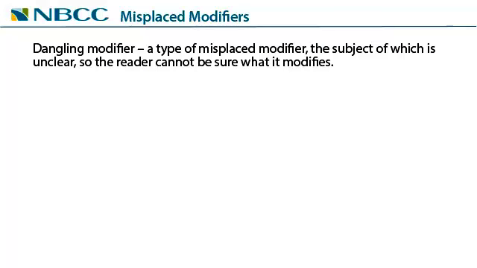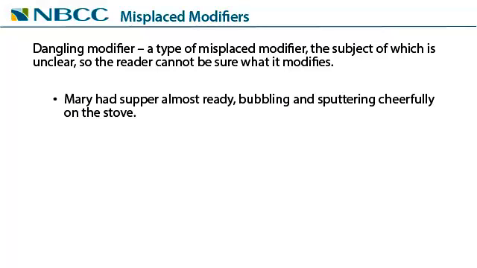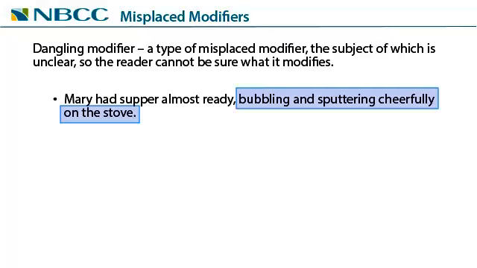You may have heard of a dangling modifier. Well, really, that's just a type of misplaced modifier in which the reader can't tell what it is that's being modified. For example, Mary had supper almost ready, bubbling and sputtering cheerfully on the stove. Well, what was bubbling and sputtering on the stove? Was it Mary or the supper? Neither one really makes sense.